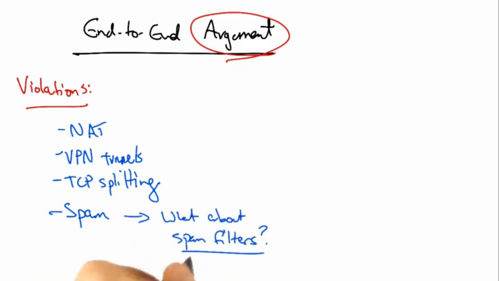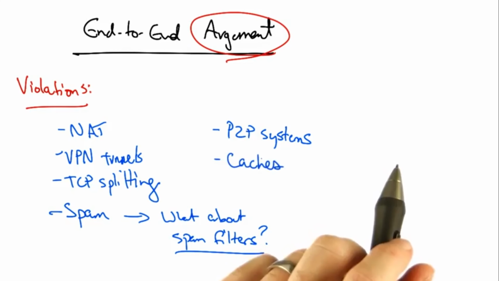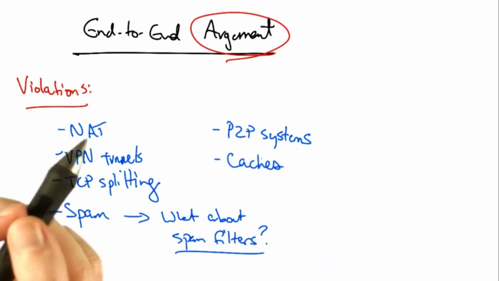Does this mean that spam control mechanisms are in violation of end-to-end? And if so, are these violations appropriate? What about peer-to-peer systems, where files are exchanged between two nodes on the internet but are assembled in chunks that are often traded among peers? What about caches and in-network aggregation?